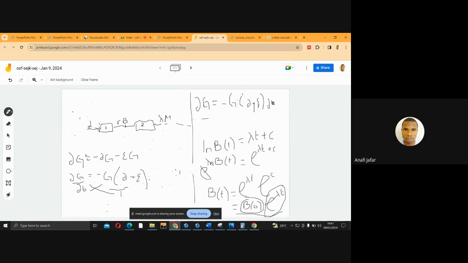So from here you can divide both sides by g, as we did here. Divide both sides by g. You have this.